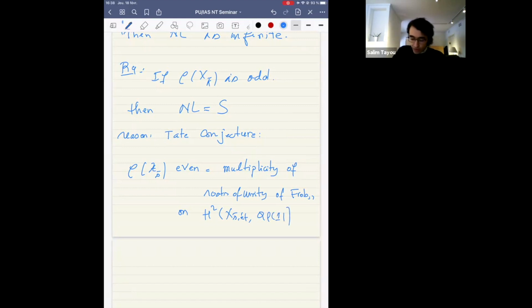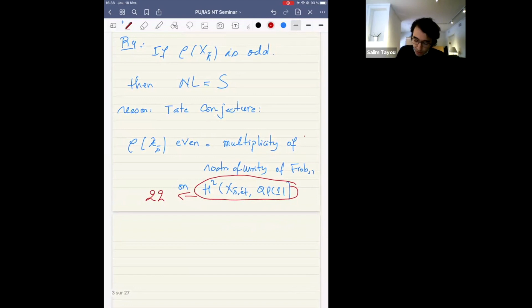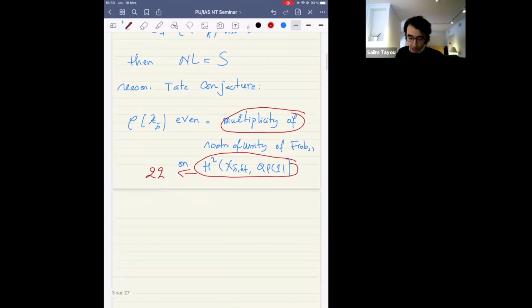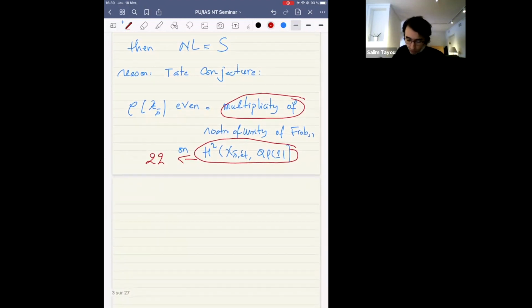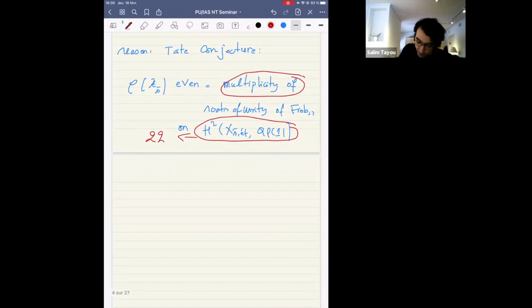And in fact, the rank of this group is 22. Since the Frobenius action is semisimple, this multiplicity is also even. Yeah, so the whole rank is even, and the eigenvalues which are not roots of unity come in pairs because we have a quadratic form on this H^2. So the cardinality of the roots of unity is even. So yes, this implies that you always have a strict inequality.